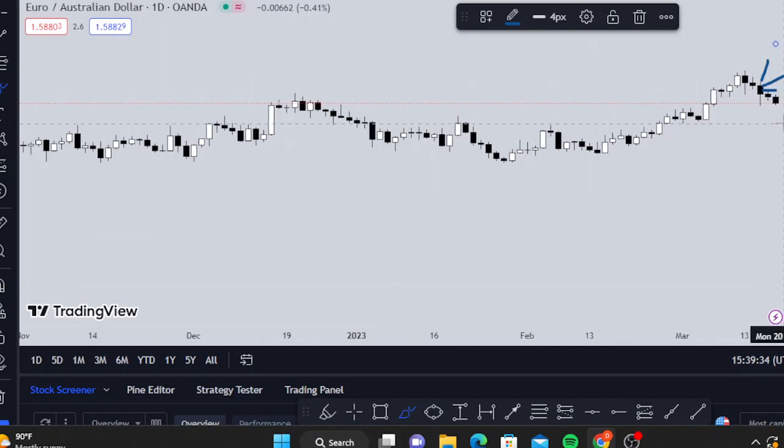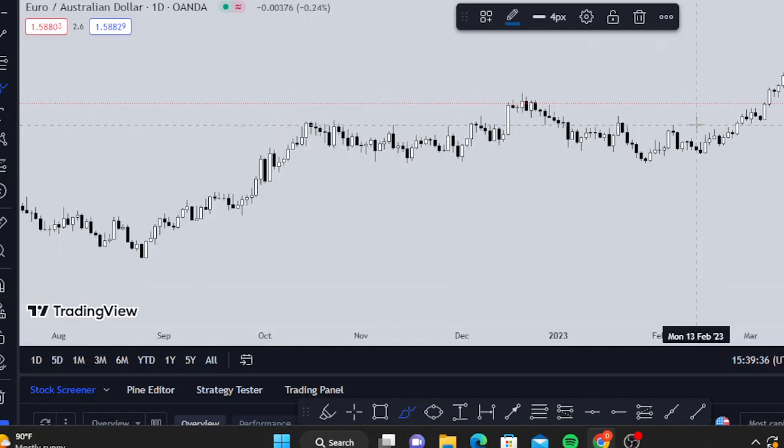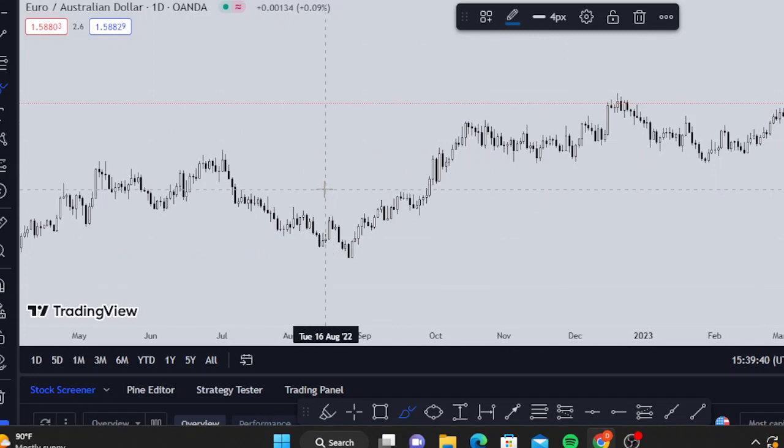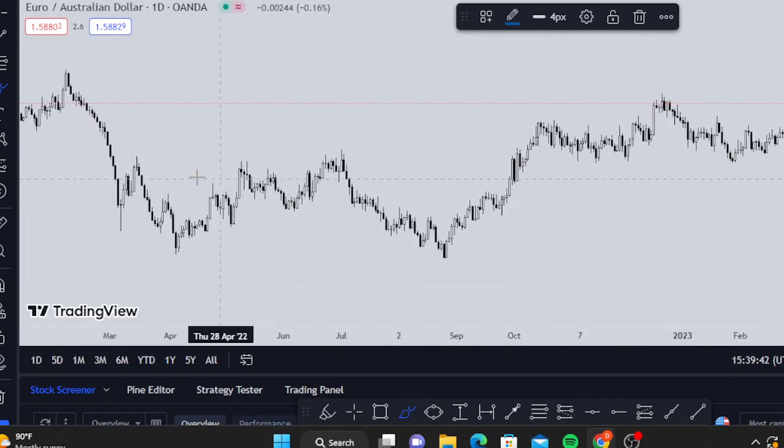Don't just stick to only one time frame alone. Don't just stick to lower time frame alone. See what is happening in the daily candle. See what is happening on the daily time frame. So you can actually see it here.